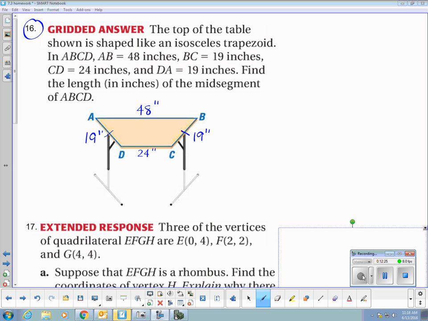And they want to know what is the length of the mid-segment. And the mid-segment would go through the middle, parallel to the top and bottom base. The question is, what is the measure of this side here? So to find that mid-segment, I'm going to take my two bases, 48 and 24, add them together, divide by 2, and that will give me my mid-segment.